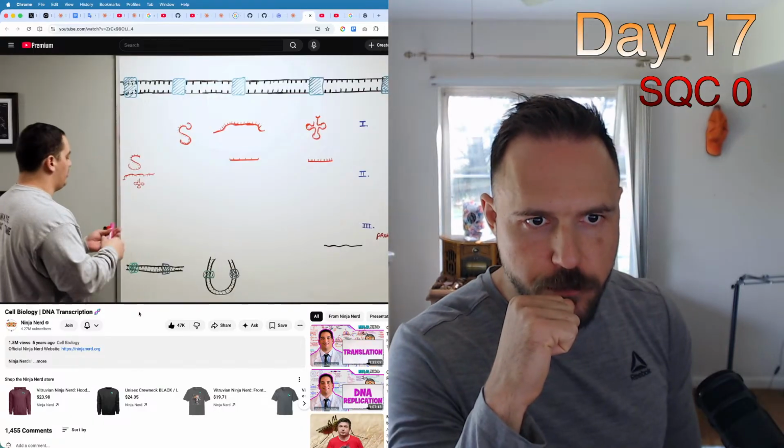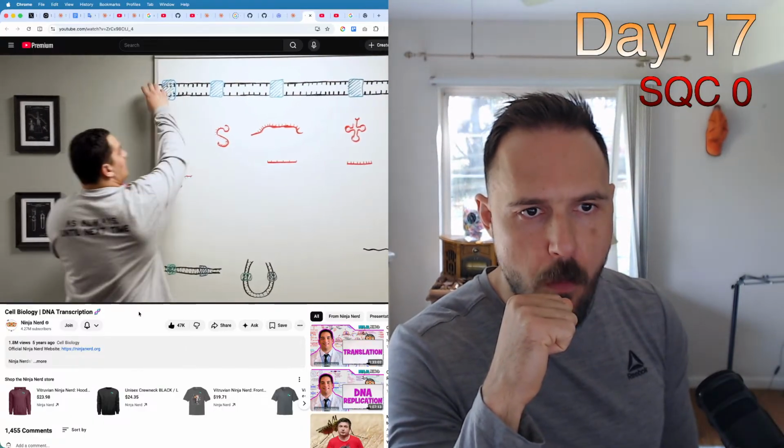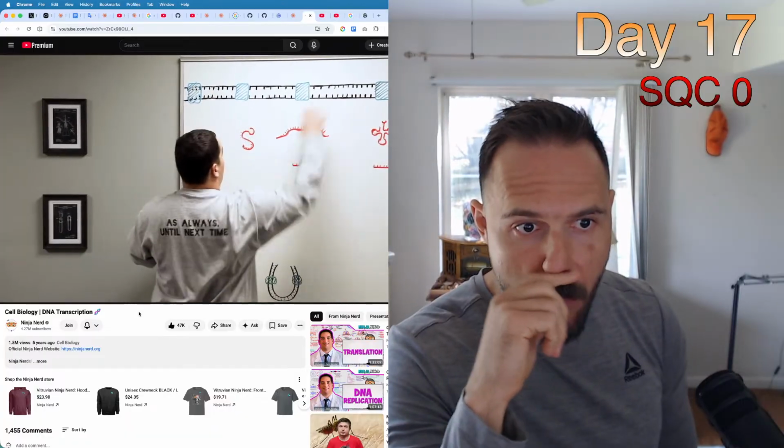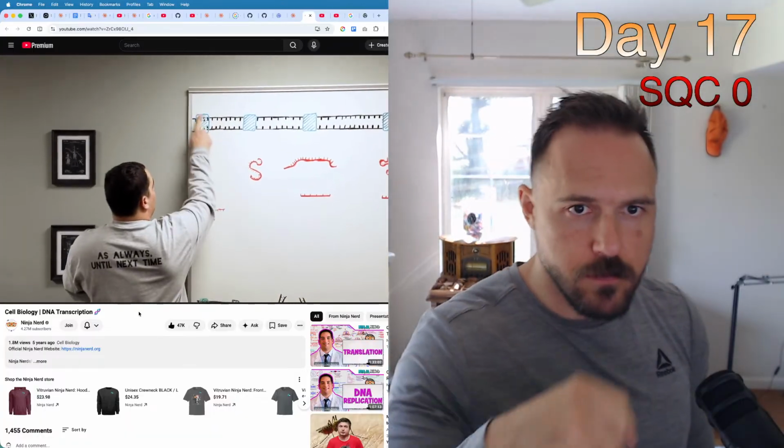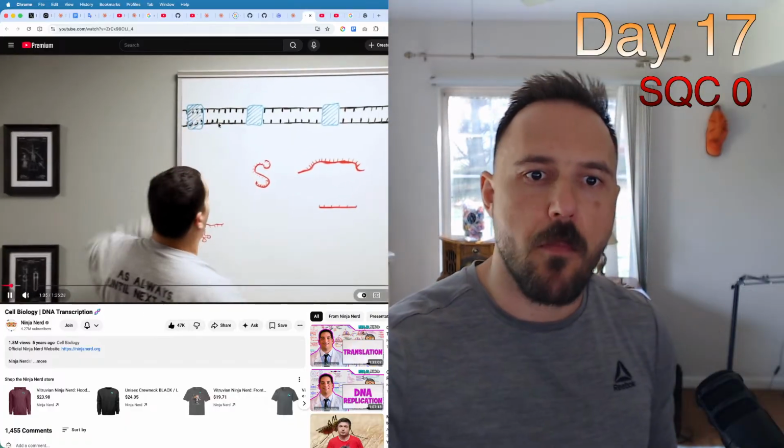What is that protein? So let's say that we take this DNA strand here. On this DNA strand, we have these blue portions that I've highlighted here as a box.